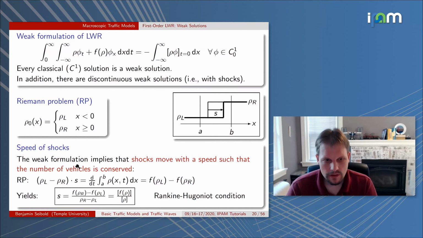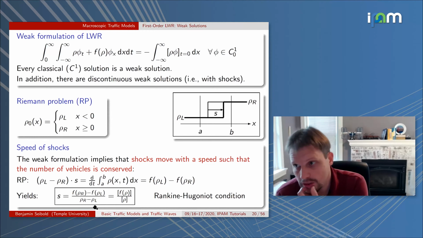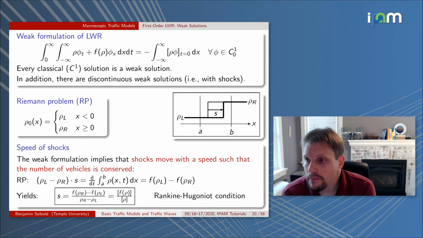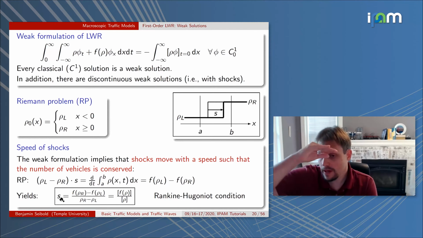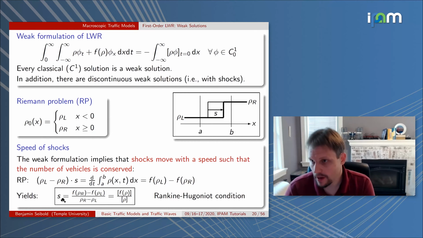Therefore, you just divide this difference, and you get that the shock speed must be equal to the jump in the fluxes divided by the jump in the densities. That's a consequence of requiring conservation of vehicles, the fundamental principle, to hold also when you have a discontinuous solution. So when you have solutions with shocks, the shock speed must always be equal to the jump in the fluxes divided by the jump in the densities. Mathematically, that is called the Rankine-Hugoniot condition.